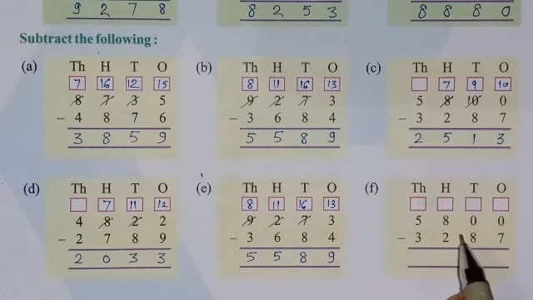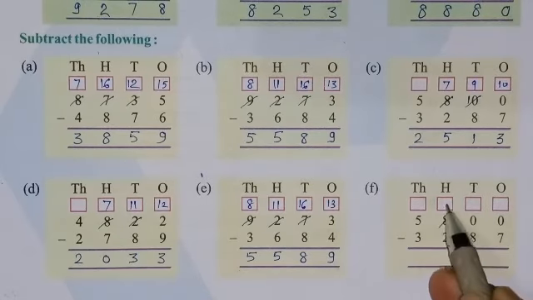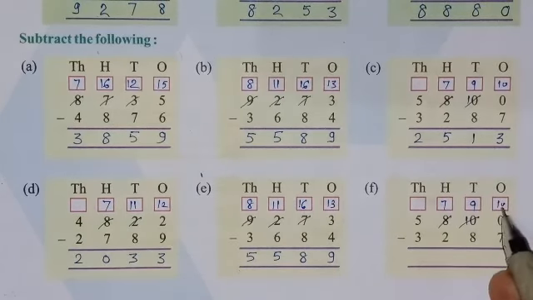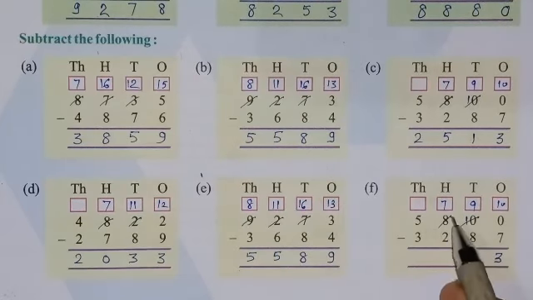See the last question. 0 minus 7 not possible. So we will borrow from this. But this digit is already 0. So we have to borrow from this digit. This will be 7 and here will be 10. Now continue. 0 minus 7 not possible. So borrow from this. This will be 9 and here will be 10. So 10 minus 7, 3. 9 minus 8, 1. 7 minus 2, 5. And 5 minus 3, 2.